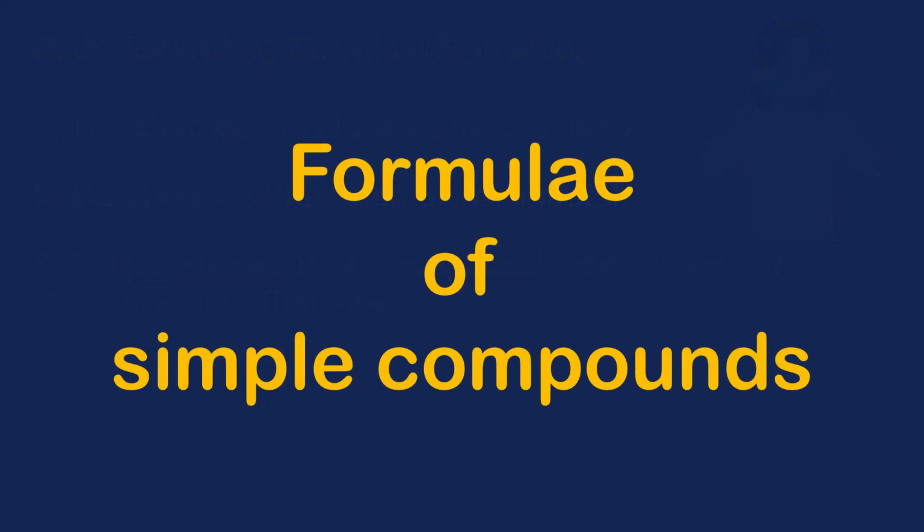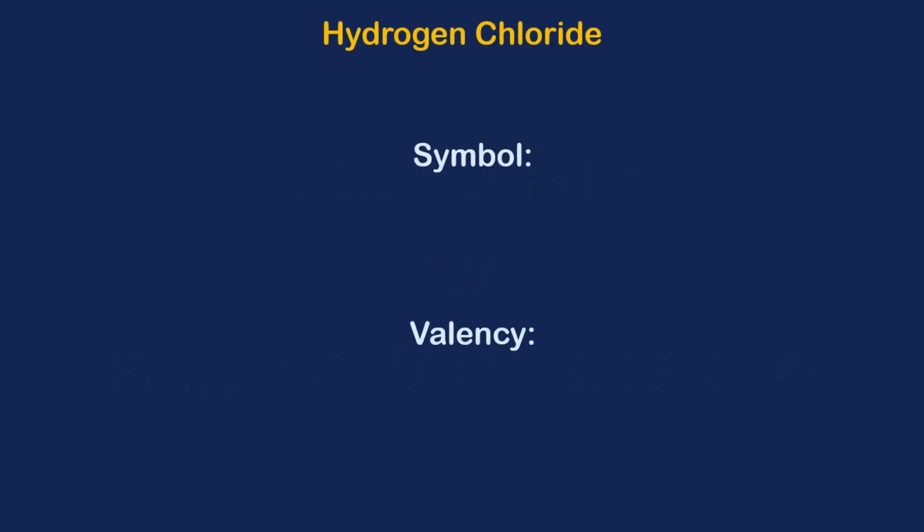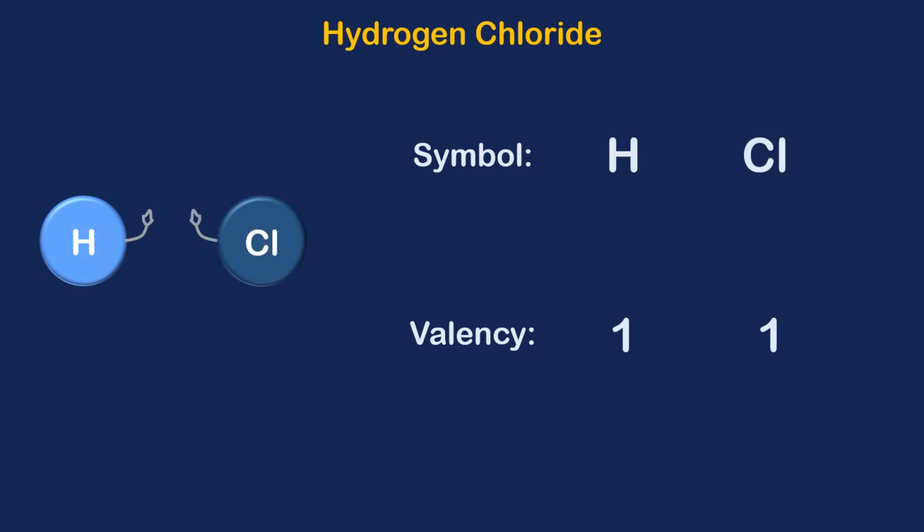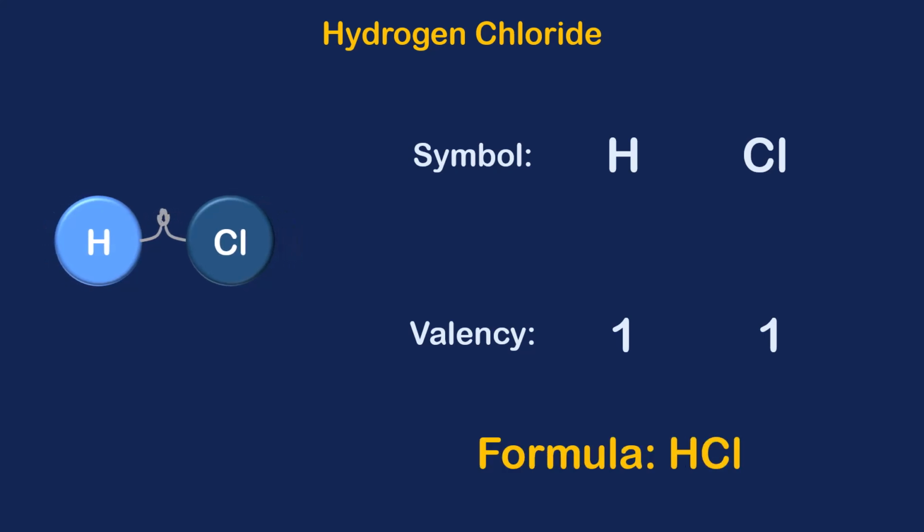Practice writing the formulae of some simple compounds. Let's start with a simple one, hydrogen chloride. Hydrogen has a valency of 1 and chlorine also has a valency of 1. So this works well. The final formula is HCl.